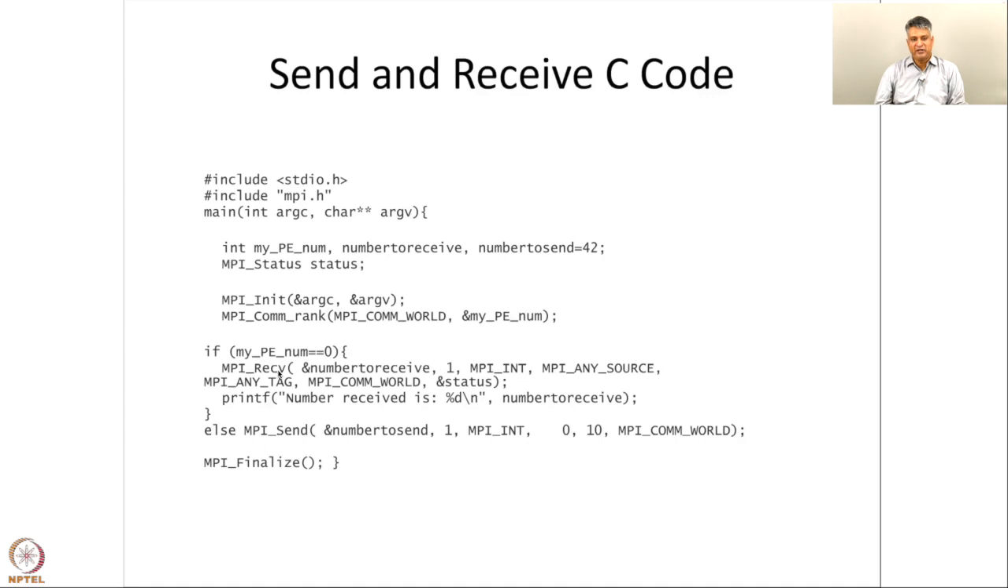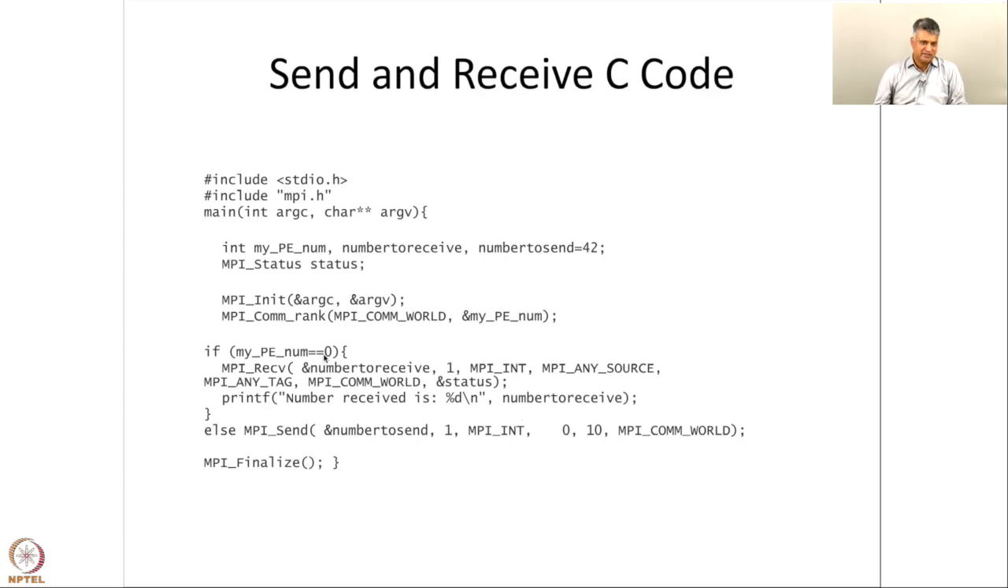So I am ready to receive if my process number is 0. And I will receive it into this particular memory location, number to receive, and I am going to receive an integer of one particular size, or one integer. I don't care from where I receive it. It could be from any source. It could be with any tag. And then once I receive the number, I am going to print, I have received this number, and print it out and get out of this if loop.